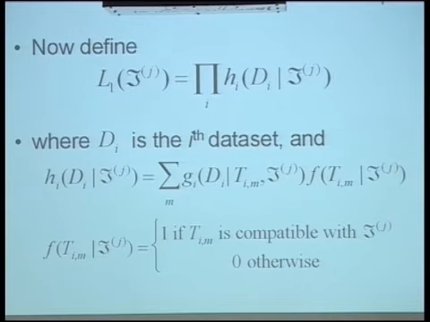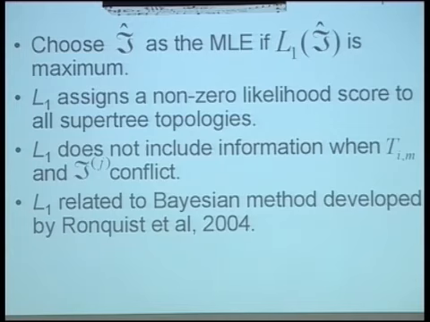So here, what I'm doing is I'm looking at the likelihood scores for each subset of data, and I'm asking, what is the topology that is compatible with the supertree topology that I'm examining right now? And what is the likelihood score of that? How do I add it up? And can it give me a total likelihood score? So, of course, here in this case, we're going to choose the supertree that maximizes that likelihood function. The nice thing about this is that for every supertree topology, I have a non-zero likelihood score.